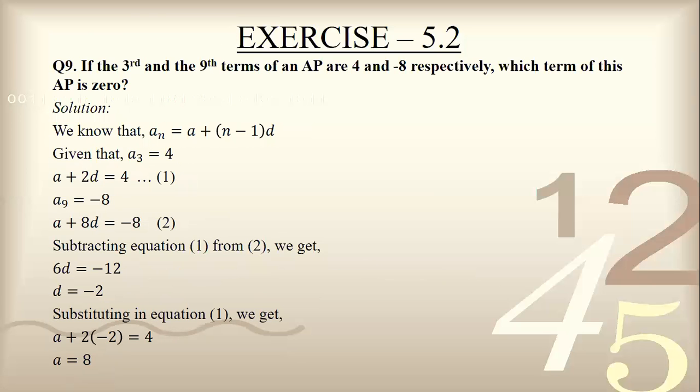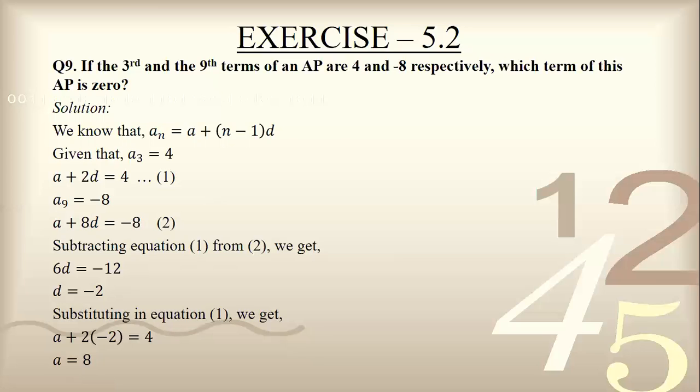Okay, let us consider another question. If the third and the ninth terms of an AP are 4 and minus 8 respectively, which term of this AP is 0? Solution: we know that an is a plus n minus 1 into d. Okay, so a3 is given to be 4, a plus 2d equal to 4, first equation, and a9 is minus 8. So a plus 8d is minus 8 for us. Subtracting 1 from 2, we get 6d as minus 12. So d will be minus 2. Substituting in equation 1, we get a plus 2 into minus 2 equal to 4. So a is 8.